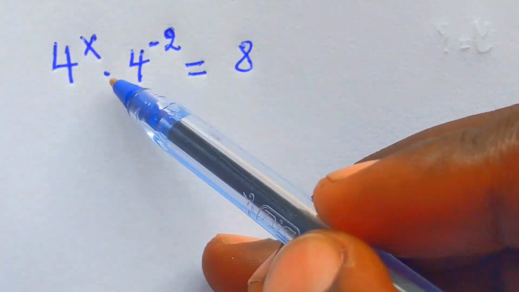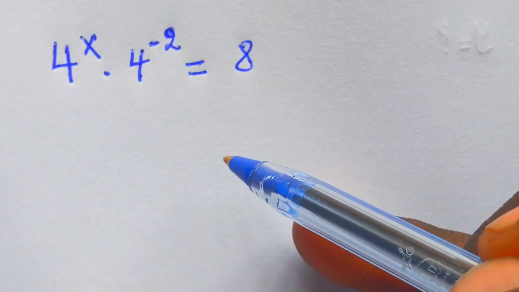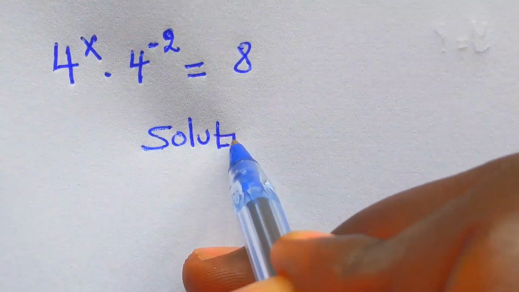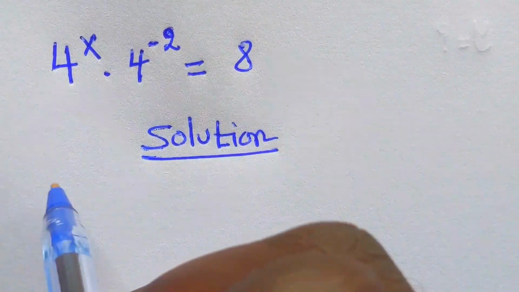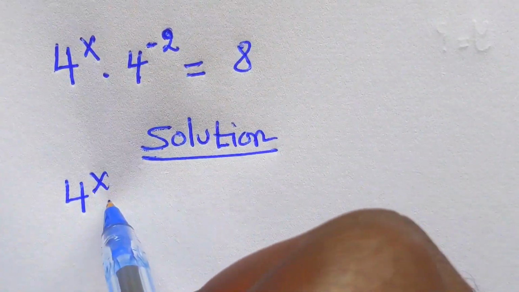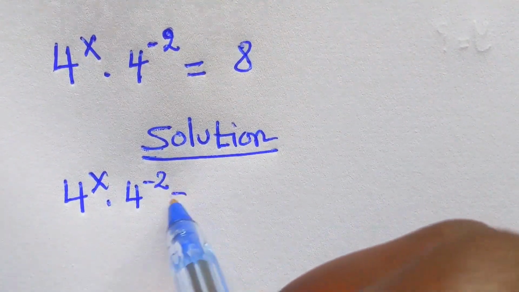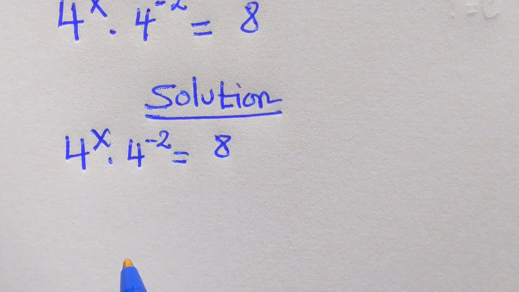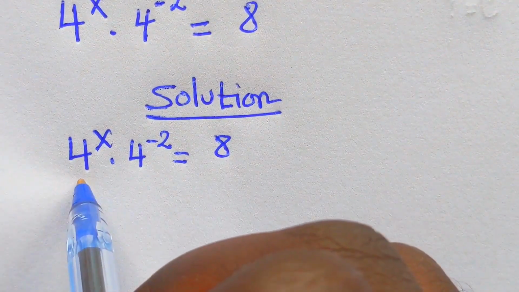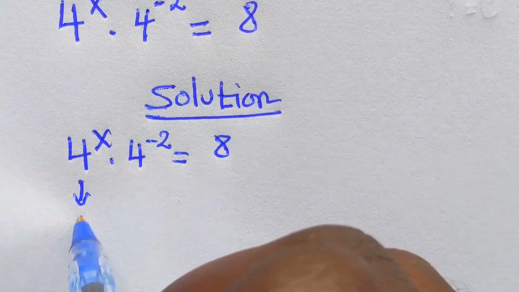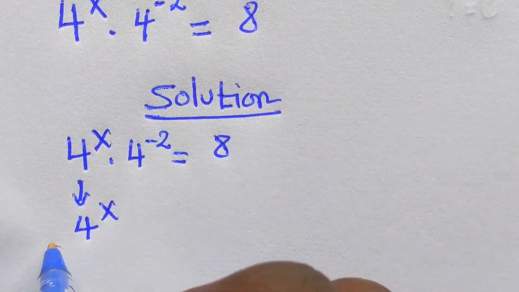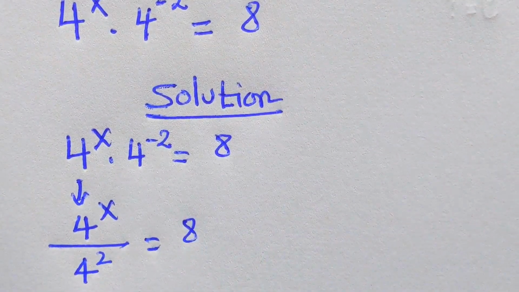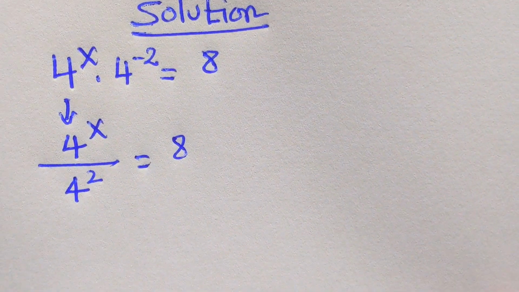The question is 4^x times 4^(-2) equals 8. Let's provide the solution very quickly. Here we have 4^x times 4^(-2) equals 8. So we can say 4^x over 4^2 equals 8. This is what we have right here.